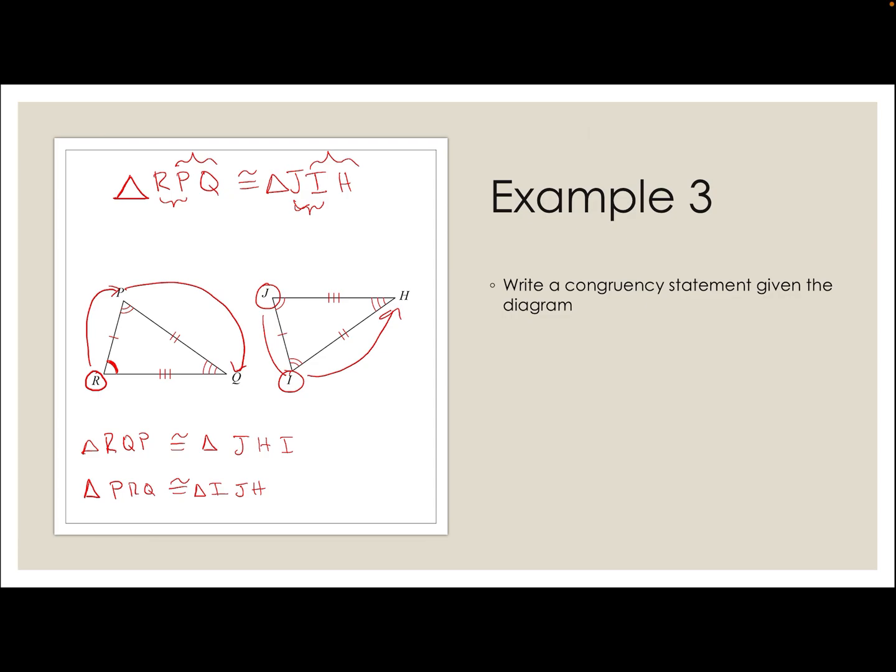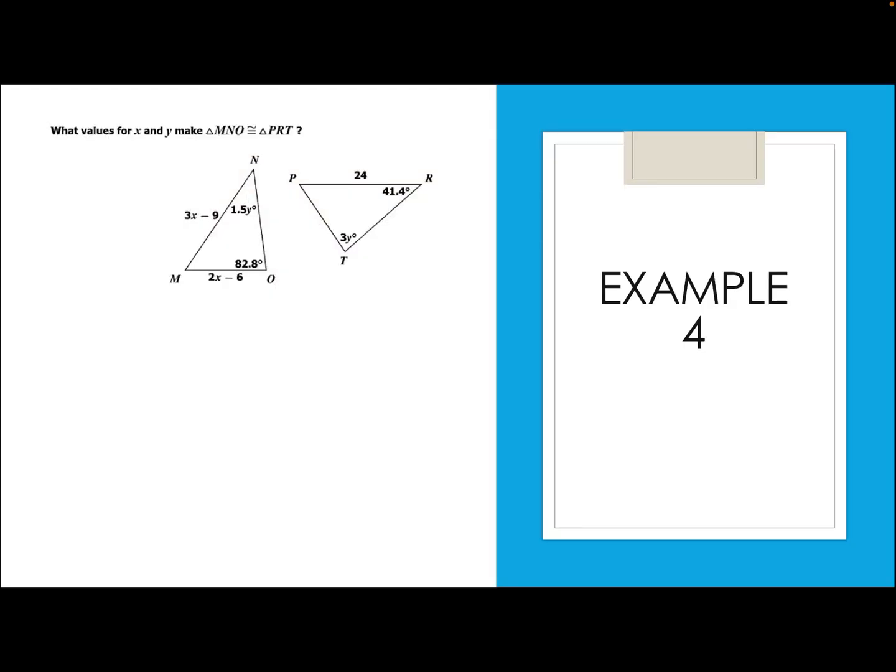There are 6 possibilities you could have come up with, not 8. These are just 2 of them. The next example is us taking this a step farther and using some algebra to do this.